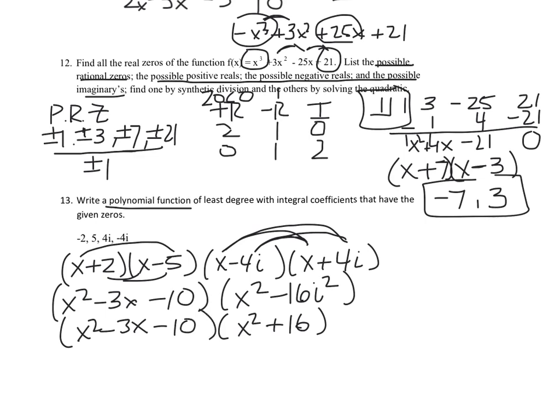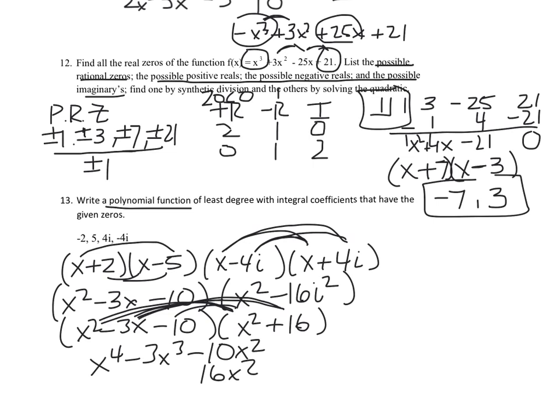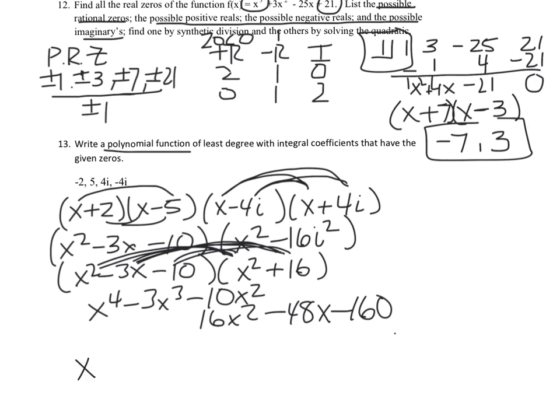And then we'd multiply these together, so I could do some distributing. I'd have x to the 4th minus 3x cubed, negative 10x squared. Then run everything through the 16, so 16x squared, negative 48x, negative 160. And then you combine like terms. So your final answer would be x to the 4th minus 3x cubed plus 6x squared minus 48x minus 160.